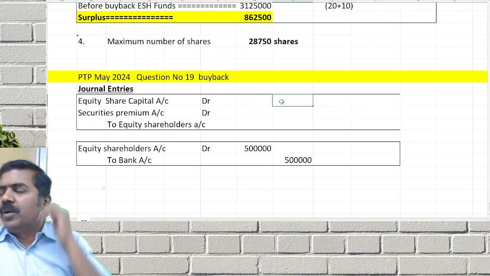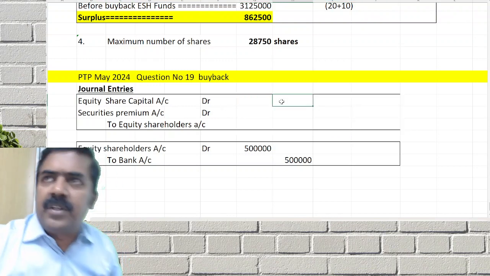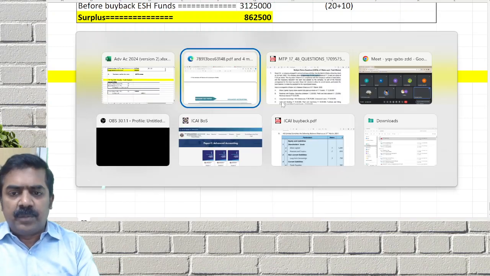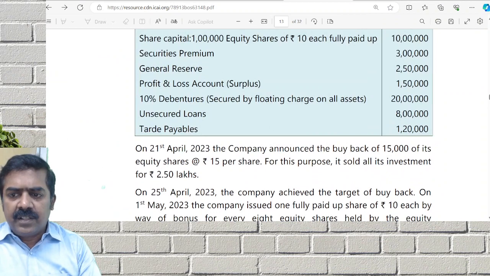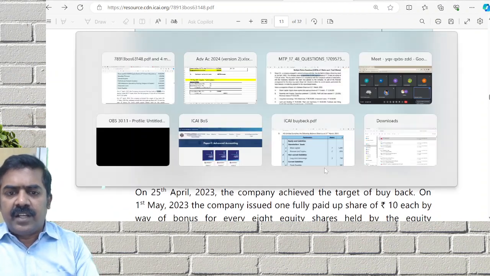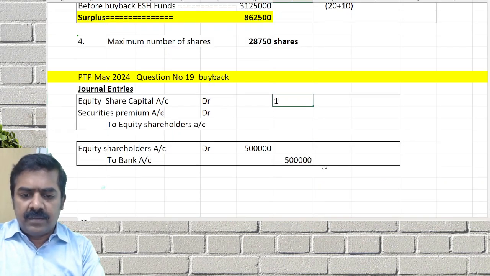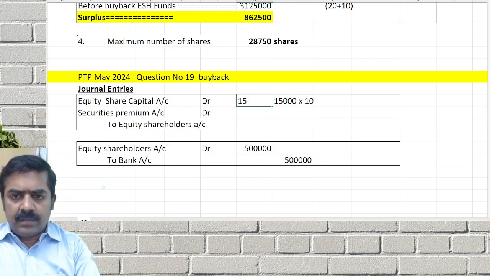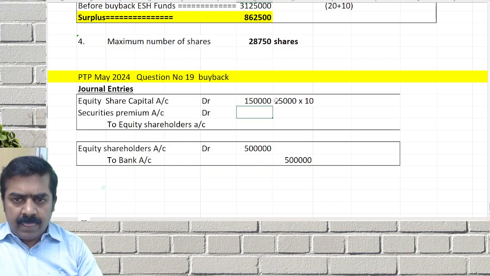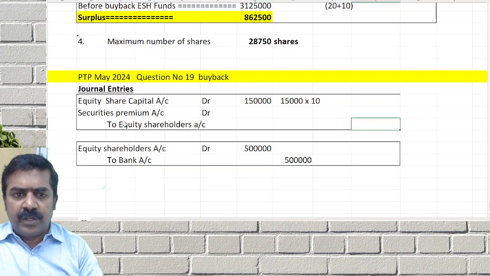Equity share capital account debit. What is equity share capital? How many shares are we going to buy? 15,000 shares, 10 rupees paid up capital. But we are going to pay 15 rupees to equity shareholders, or you can put equity share buyback account.